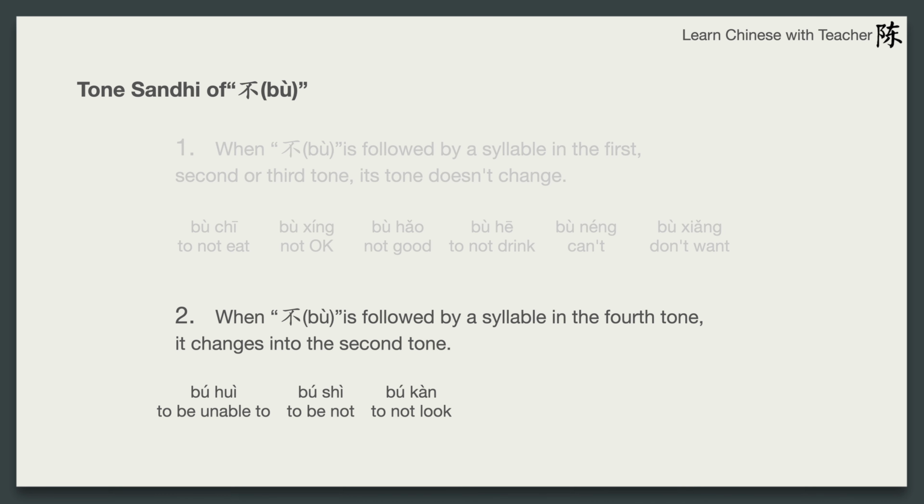But when 不 is followed by a syllable in the fourth tone, then it changes into the second tone. Please read after me. 不会，不是，不看。Pretty easy, right? The second one, 不是, is what we've learned previously, to be not.